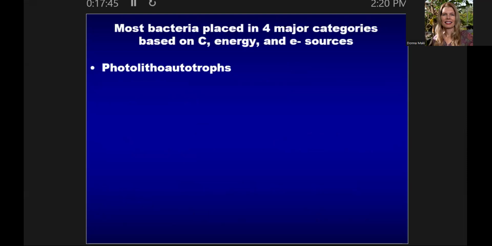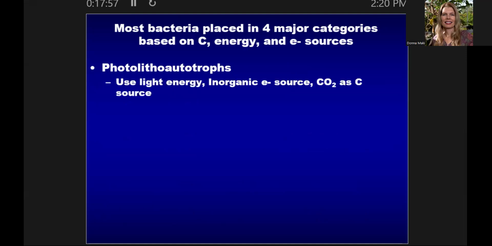So if you, for example, talk about a photolithoautotroph, if you pick that term apart, well, photo must mean it's light energy. So that's their energy source. Litho, that's inorganic. Litho literally is referring to rock. So inorganic electron source. And then if they're an autotroph, they can make their own sugars, so they're taking in CO2. Cyanobacteria fit this. Purple and green bacteria fit this.